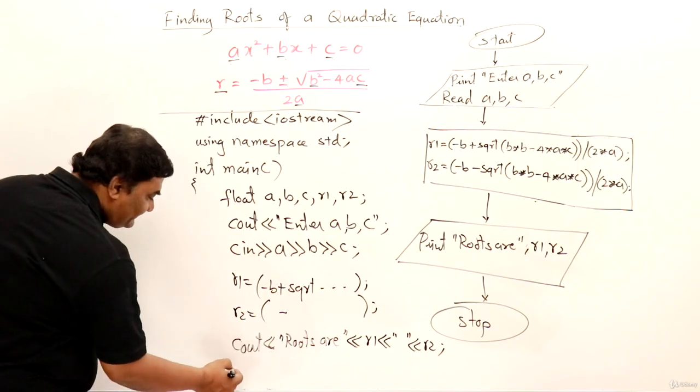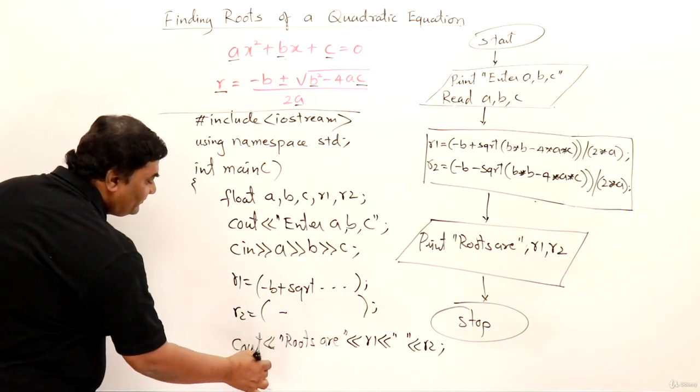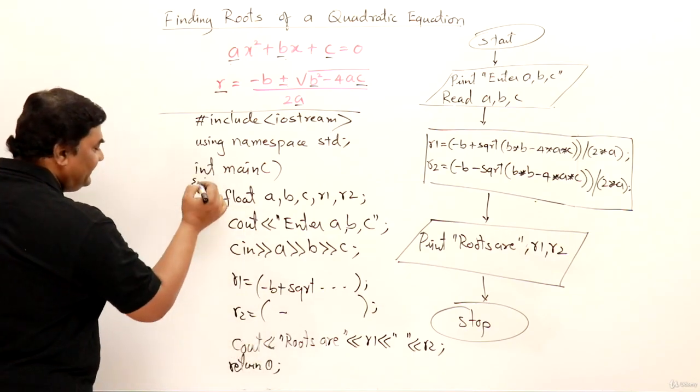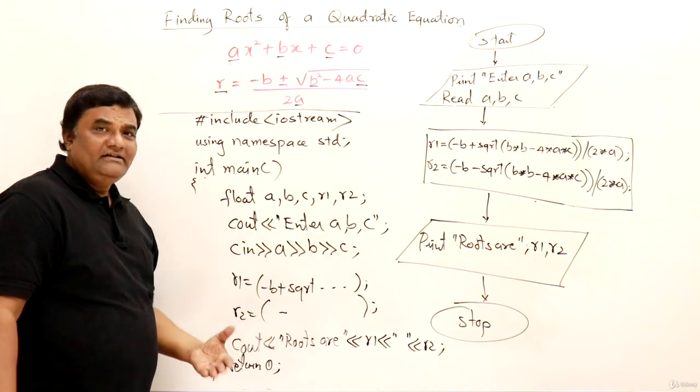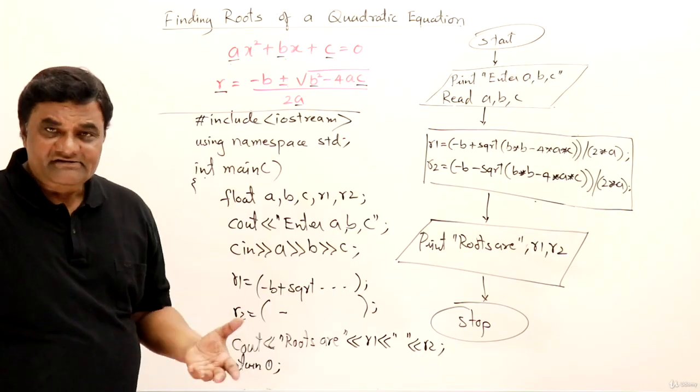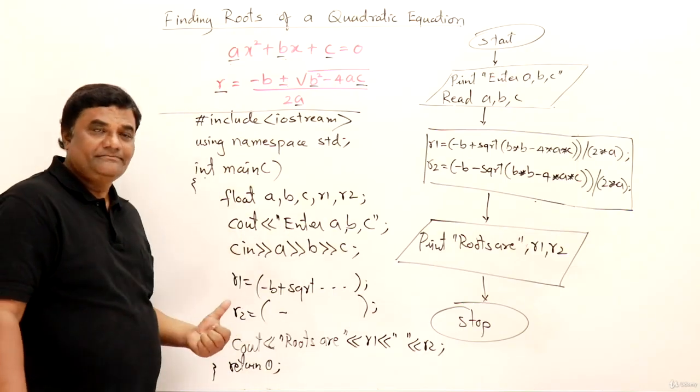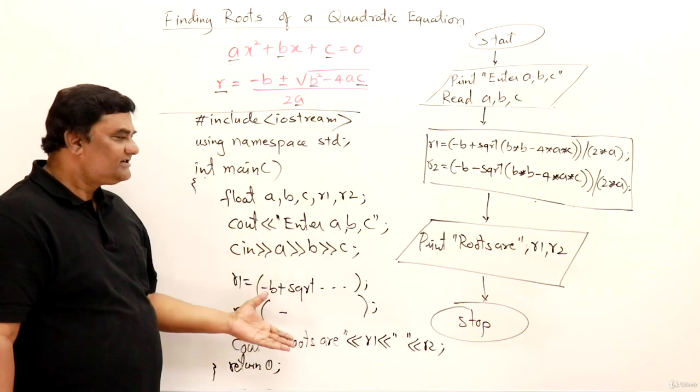And the last thing is return 0. Because we have written int here, we return 0. It's like a formality. Later we will learn what return 0 really means in later videos. So that's all. This is a C++ program.